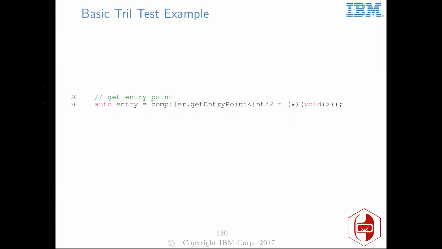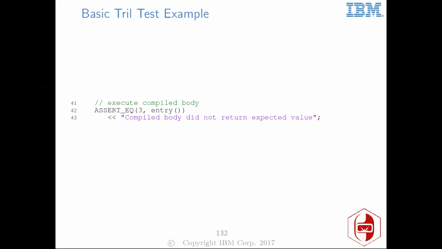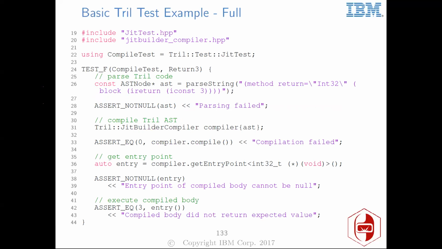Lastly, we grab the entry point and take note of how I've specified the function pointer type. In this case, I am saying that I want the entry point to be a pointer to a function that takes no arguments and returns a 32-bit integer. And again, assert that the entry point is indeed not null so that we don't end up calling nothing. And of course, at the very end, we are going to call the compiled code and assert that we get 3. Just to show you that this is still very little code, here's the entire thing on one slide. I won't go through it again to save time.